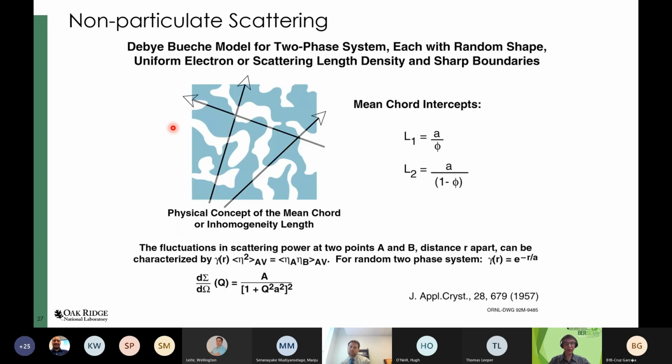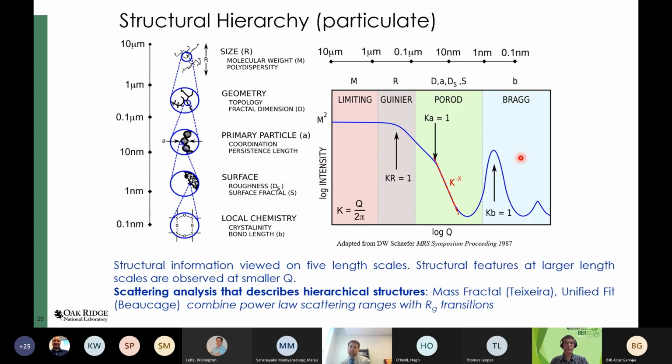I just wanted to mention this one briefly. You don't actually have to have well-defined distinct particles that you scatter from. You can have just a random inhomogeneity of your sample, and that's the case shown here, a very old one actually. Just this local variation of scattering length density between different areas in your sample will give you scattering as well. And this is one case that appears, for example, in porous glasses and things like that. And then structural hierarchy of scattering. I think I might not get, yeah, I will get to that.